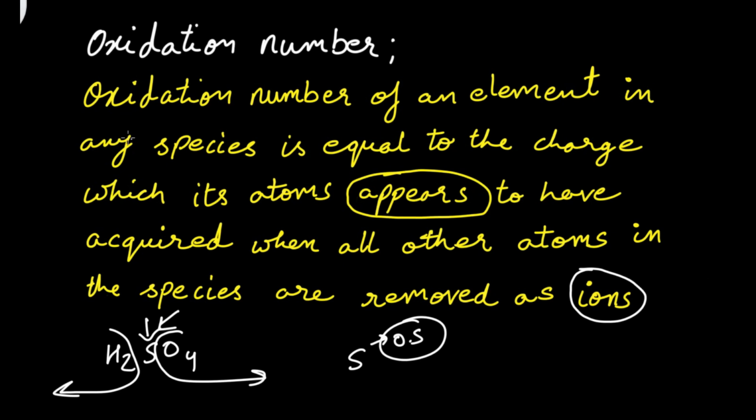So let's repeat the definition. Oxidation number of an element in any species. By species it means molecule, polyatomic ions or simply ions, right, is equal to the charge which its atoms appear to have acquired when all other atoms in the species are removed as ions. This is one of the definitions of oxidation number. There are other definitions also, right? Now we will talk about the rules that you must follow to find the oxidation number.